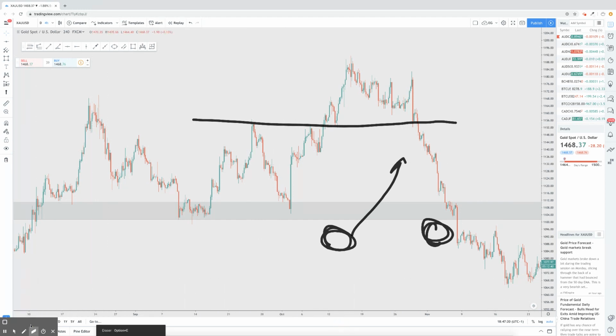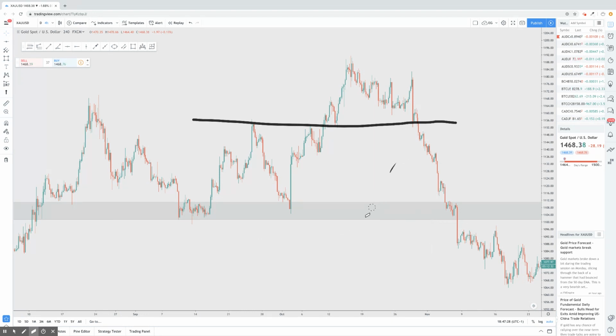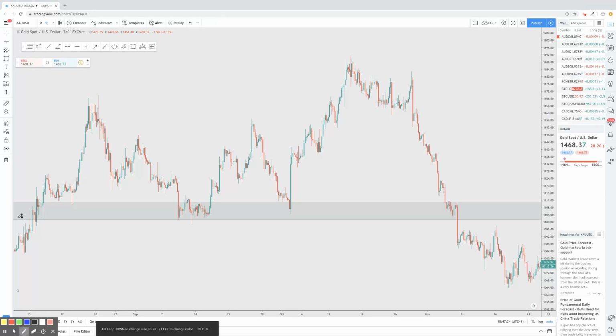Now, what's my point? Is my point don't trade off of these levels? No, of course you're going to trade off of these levels. That's the main component of my strategy. All I'm stating is that if you have an area like this, and price has already come back down and retested an area multiple times, it's getting weaker each time.